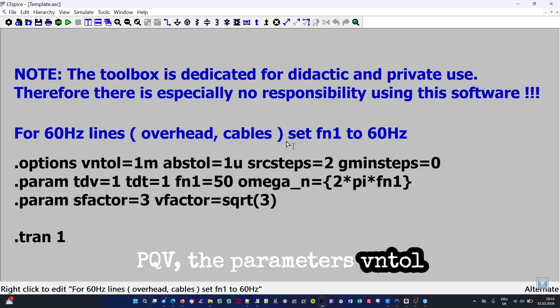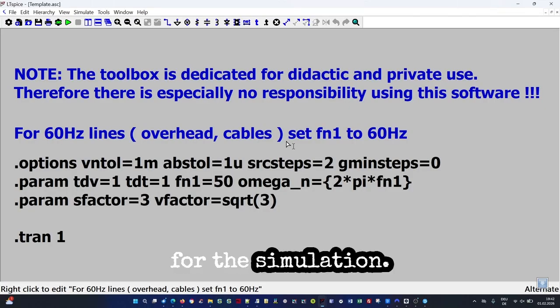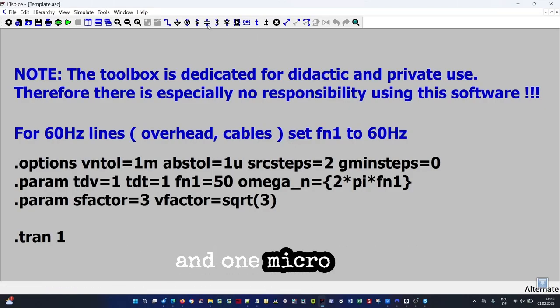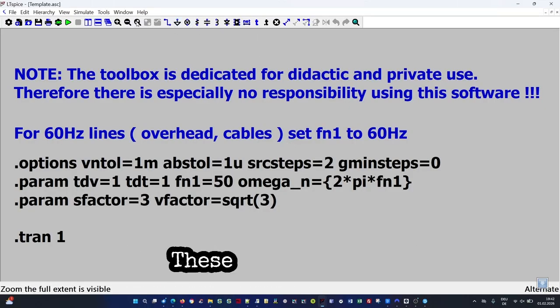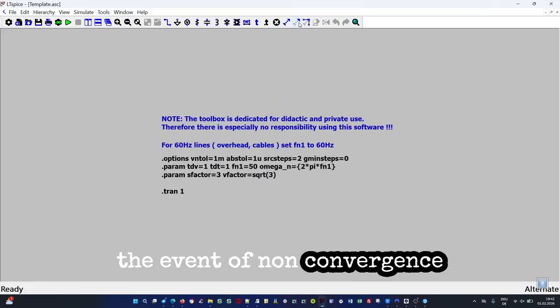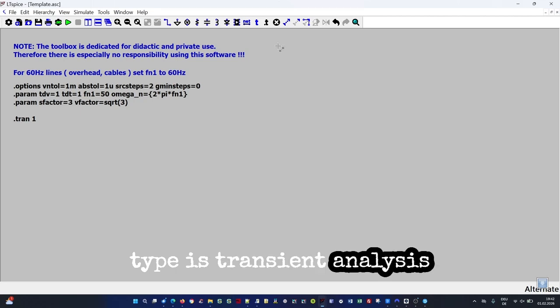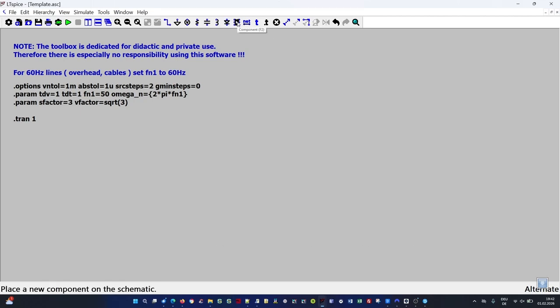The parameters Vintol and Abstol are the voltage and current tolerances for the simulation, in this case 1 millivolt and 1 microampere. These values can be increased if necessary in the event of non-convergence of the simulation. The default simulation type is transient analysis for the time domain. Now let's move on to the circuit.